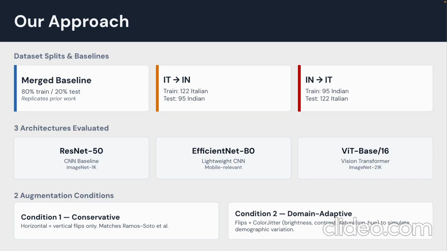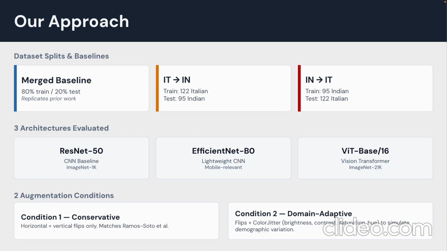Our approach? Our setup is straightforward. We used the Eyes Defy Anemia dataset, which has 122 Italian patients from Bari and 95 Indian patients from Chennai. Instead of merging them, we created three explicit splits: a merged baseline to replicate prior work, IT to IN, where we train on Italian and test on Indian, and IN to IT, the reverse.